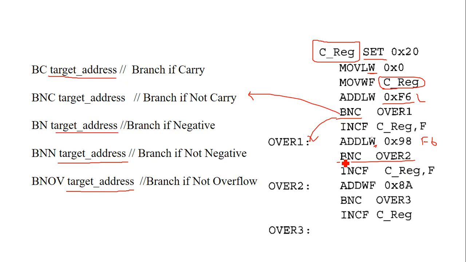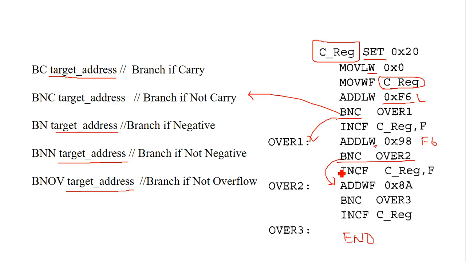So add one more instruction, otherwise it ends over here. Here we have to write end. If carry is not generated, then it moves to end. Otherwise, with branch if not carry, it moves to over2, where it adds one more number. So keep on increasing. If carry is not generated, then it moves to over2.